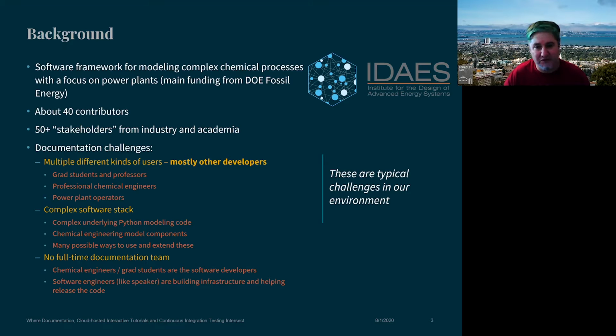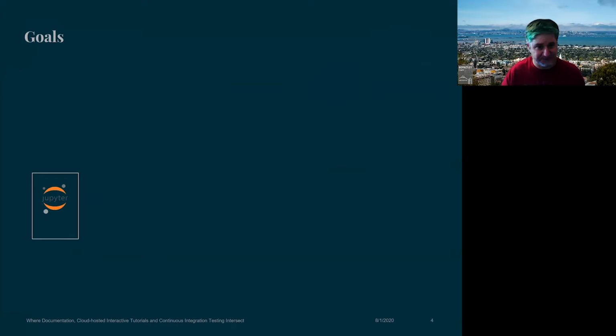And finally, there's no full-time documentation team. There's a lot of developers, but these people are either software engineers, a few of them, mostly chemical engineers and grad students who have a background in the science. All of these, though, I should mention, are kind of typical challenges in our environment in the Department of Energy. We very often, if we want to document our software, are doing so with these kinds of constraints. It's not unusual.